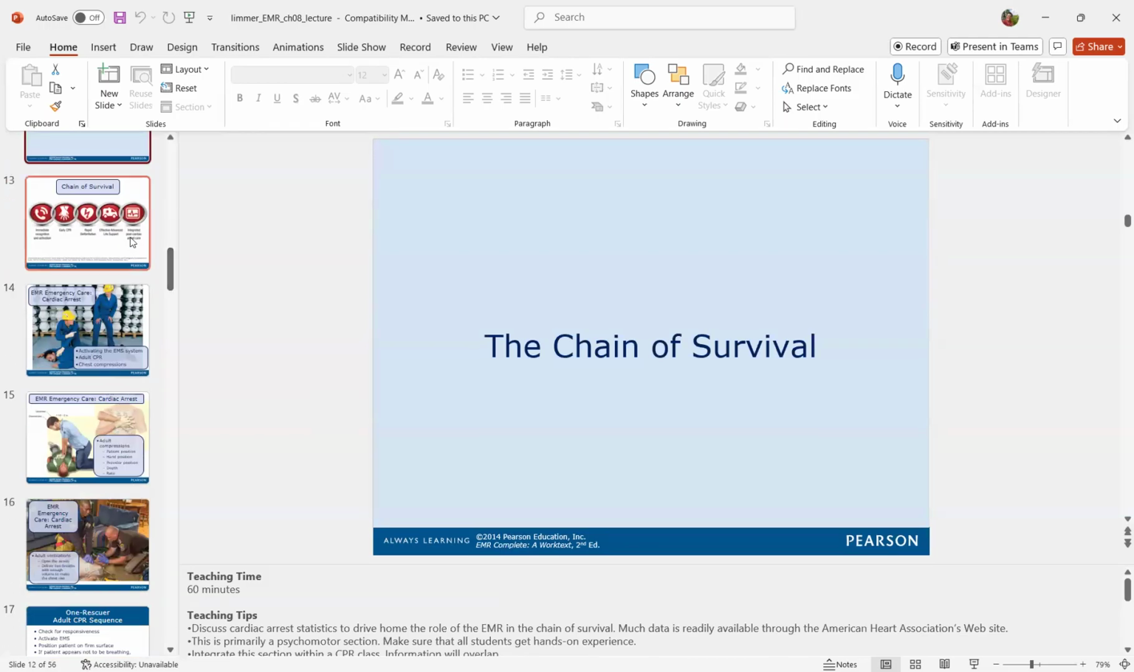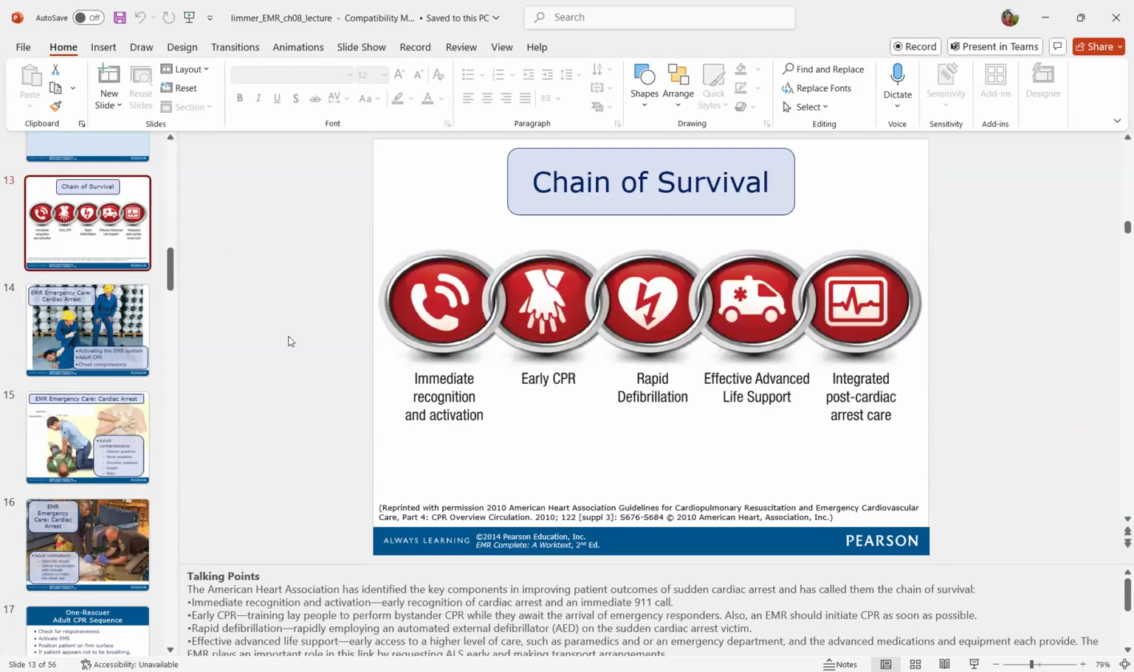Chain of survival. This is our chain that you guys have seen if you've taken any kind of CPR class. So the American Heart Association has identified the key components in improving patient outcomes of sudden cardiac arrest and has called them the chain of survival. So the first one, immediate recognition and activation. This is early recognition of cardiac arrest and an immediate 911 call.